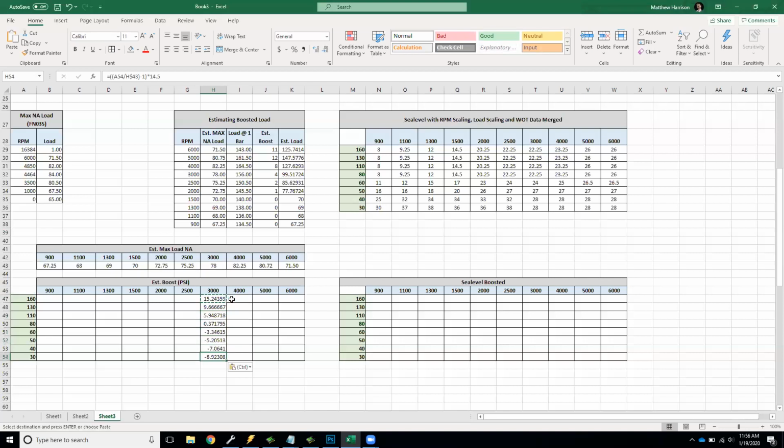Okay. So now we're saying at each load, at 130 load at 3,000 RPMs, that would be about 9 pounds pressure. At 110, it would be about 6 pounds. At 80, it would be about here. So that's a pretty good area to work from. And then what I should be able to do is copy this all the way across the table. Unless I did something wrong, which I'm sure I did.